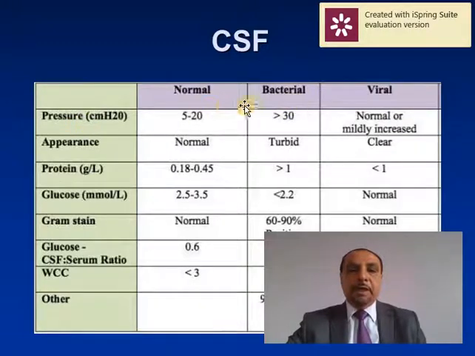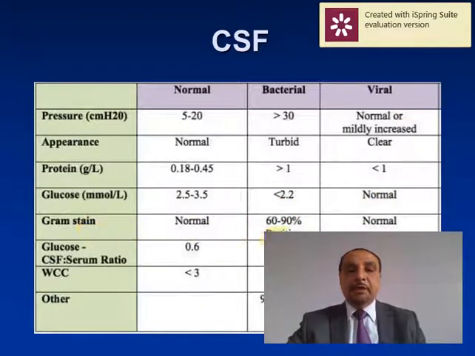Of course, in bacterial infection, the pressure will be more than 30 centimeters of water, while in viral infection the pressure will be normal or mildly increased. Regarding the appearance, the CSF will be turbid in bacterial meningitis, while it will be clear in viral meningitis. Proteins in bacterial meningitis are high, more than 1 gram per liter, while in viral meningitis they are less than 1 gram per liter. Glucose will be decreased in bacterial meningitis, while it is normal in viral meningitis.